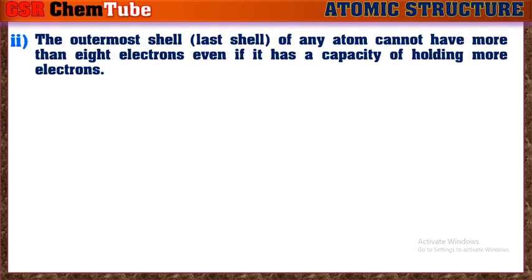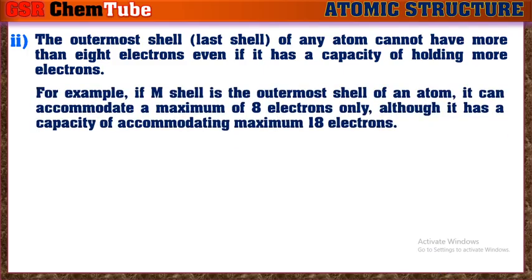Next point. The outermost shell of any atom cannot have more than 8 electrons even if it has a capacity of holding more electrons. For example, if the M shell is the outermost shell of an atom, it can accommodate a maximum of 8 electrons only, although it has a capacity of accommodating a maximum of 18 electrons. M shell is nothing but the third shell. So the third shell can accommodate 18 electrons, but if it is the outermost shell of an atom, it will have a maximum of 8 electrons only, even though its capacity is 18.